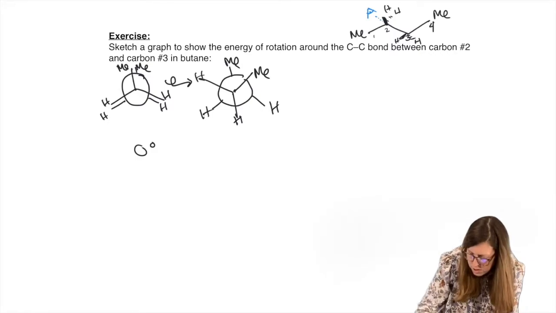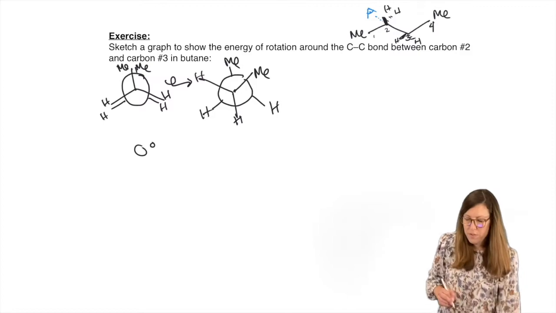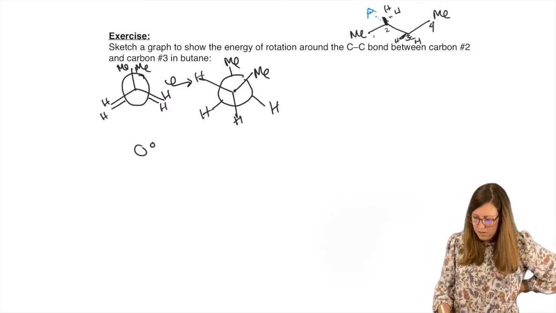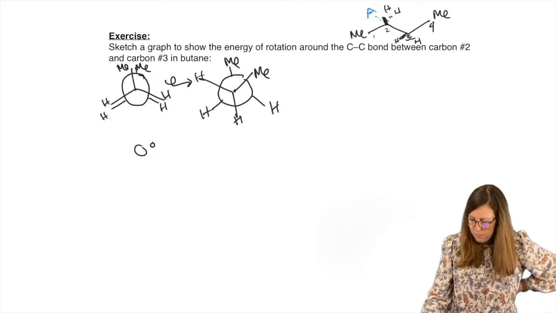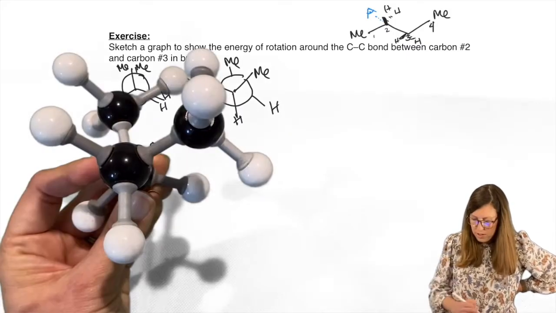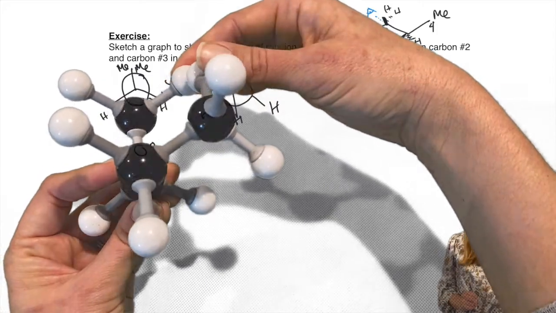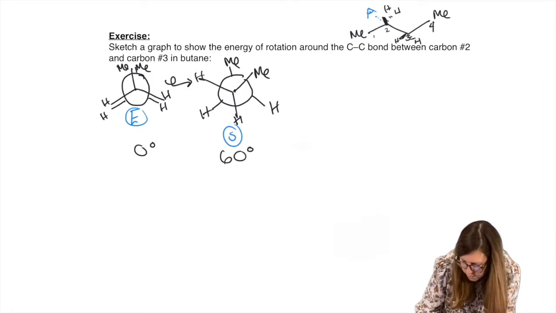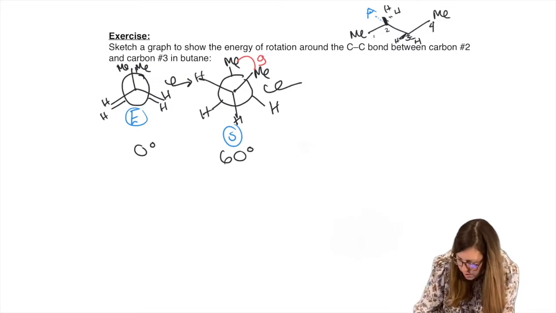All right, so I have staggered, I have eclipsed. You should always alternate if you've done one 60-degree rotation. And now we're at 60 degrees from each other, right? And that's a gauche interaction right there. We started off at eclipsed. Now we're at staggered. And there's a gauche interaction right there. Okay. Rotate again.